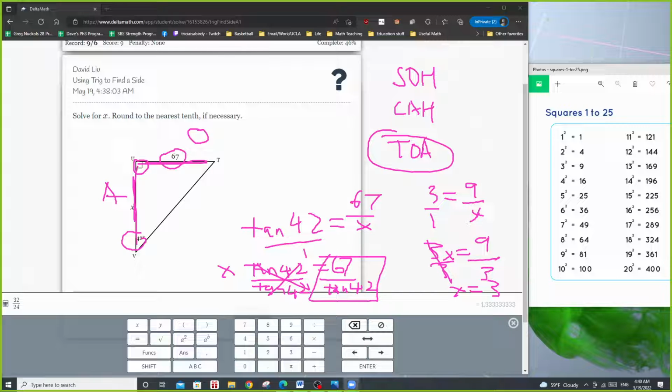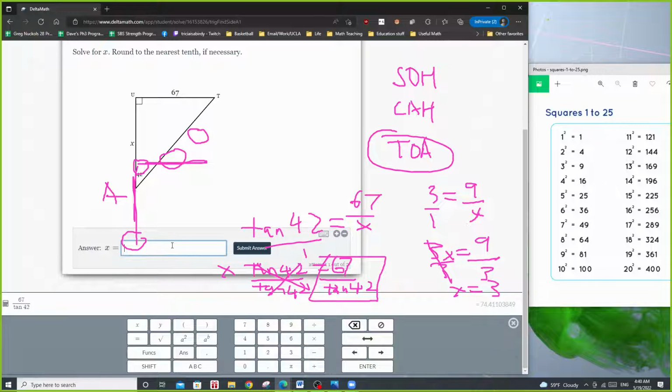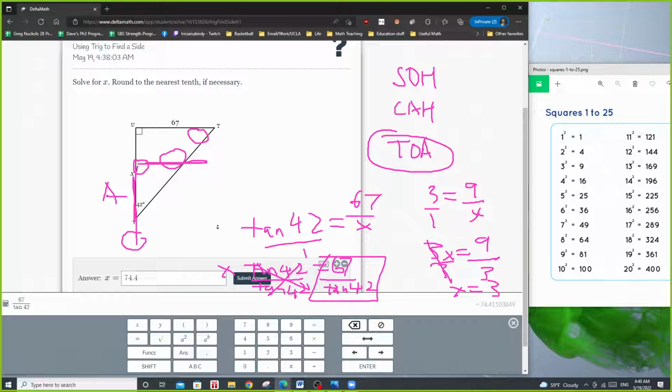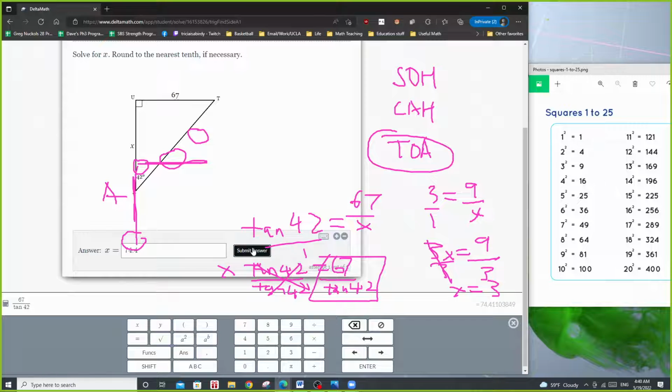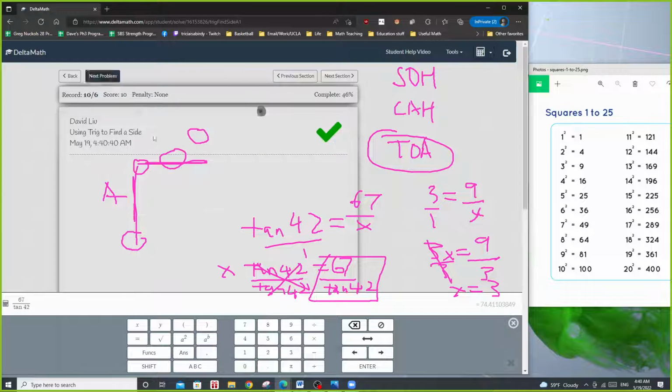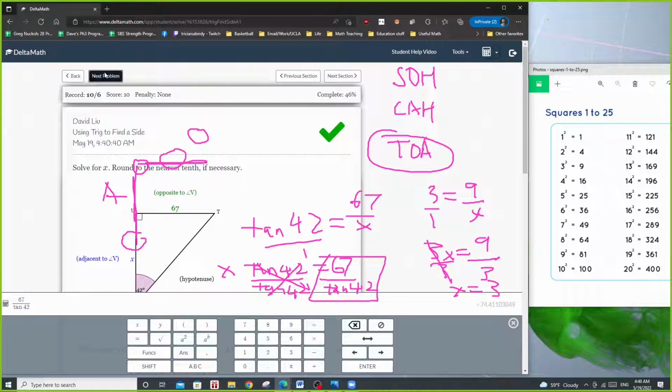And let's put that in our calculator. We put 67 divided by tangent of 42. We get 74, okay? 74.4 specifically. That would be our answer. So this is when x is on the bottom. We have to manipulate the equation a bit so we can isolate x, okay? Let's do one more.